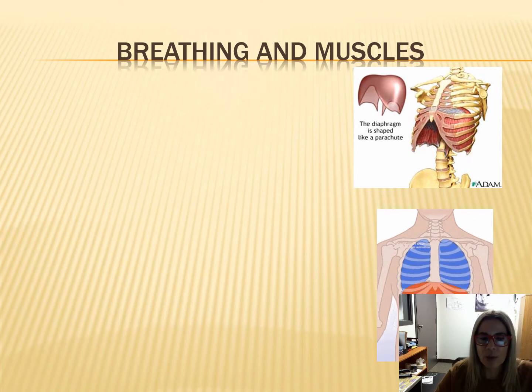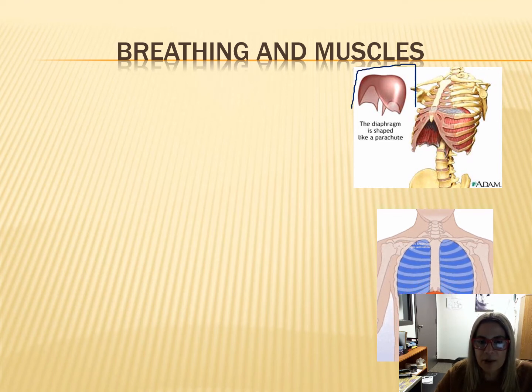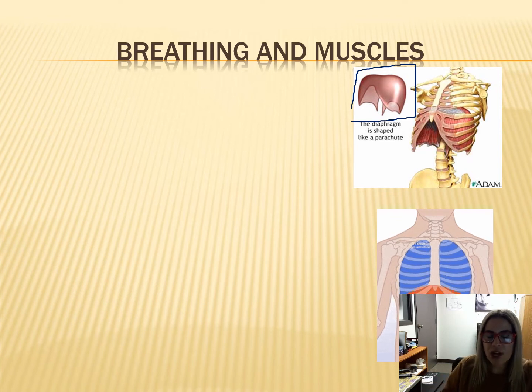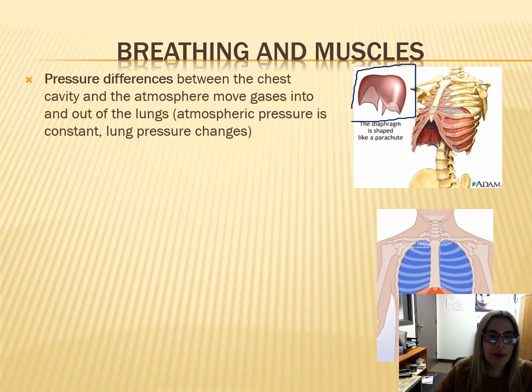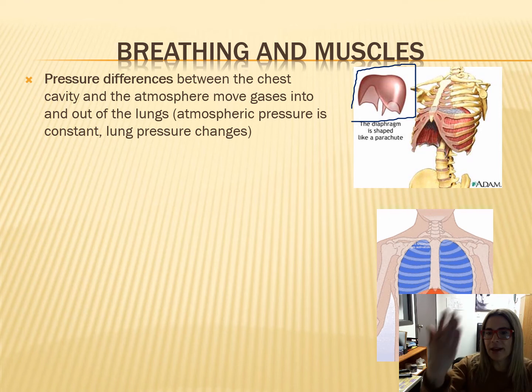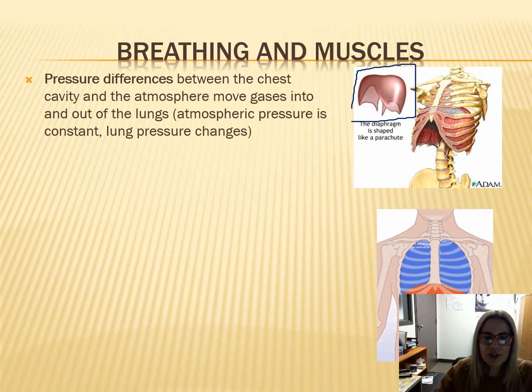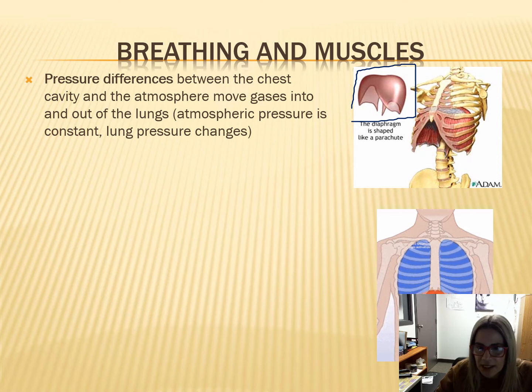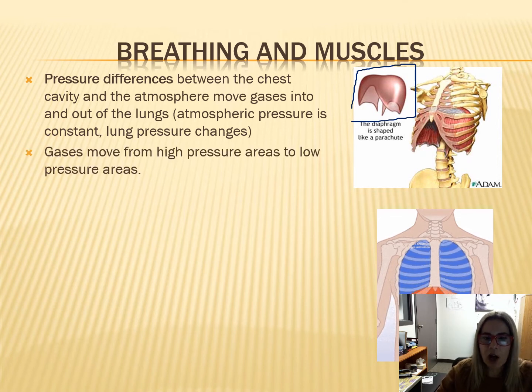As I mentioned in one of the previous slides, one of the most important muscles of breathing is this parachute-shaped diaphragm muscle that you'll notice is wedged up and under your rib cage, and it's attached to your rib cage. So how exactly are we able to take air in and push air out? Pressure differences between the chest cavity and the atmosphere is what actually allows us to breathe in and breathe out.